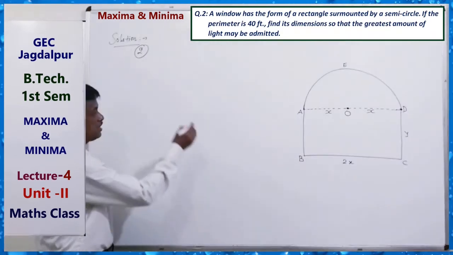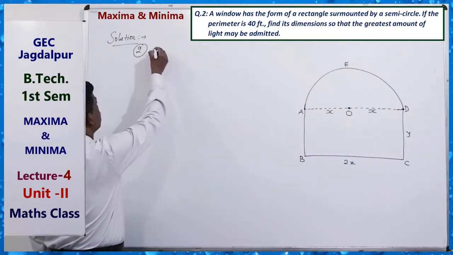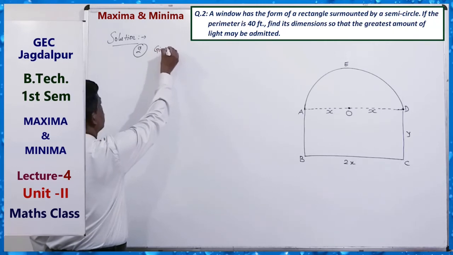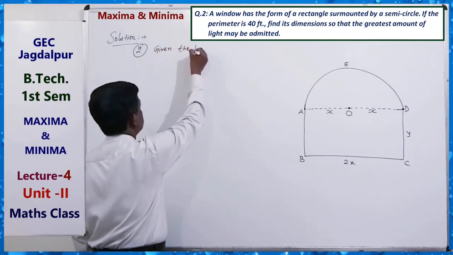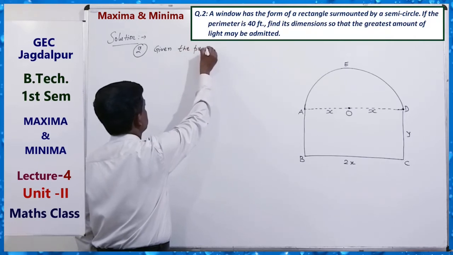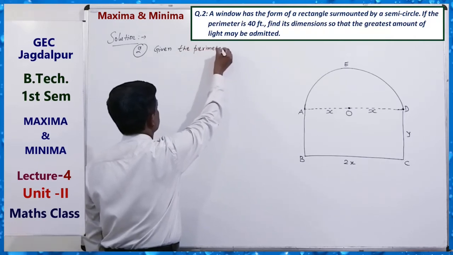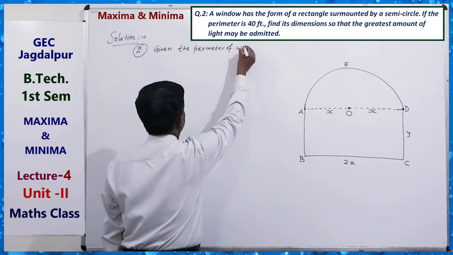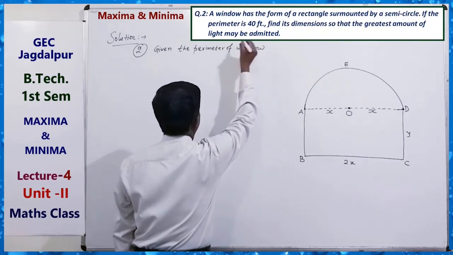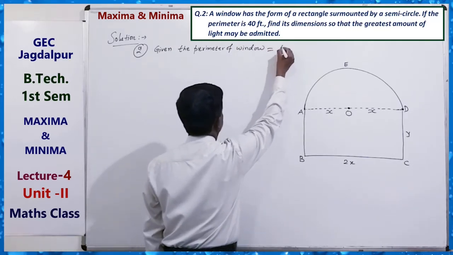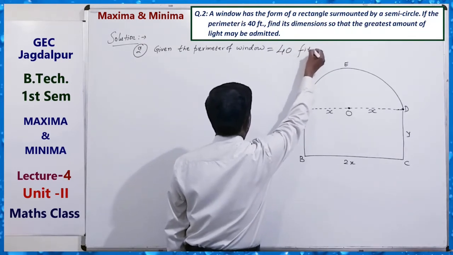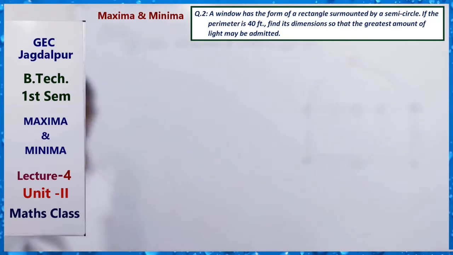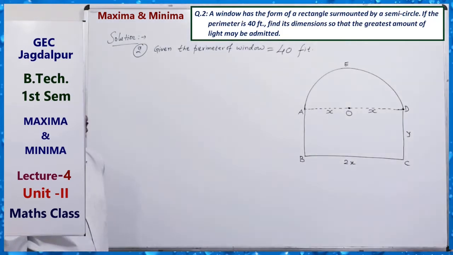So here it is given that the perimeter of the window is equal to 40 feet. 40 feet is the perimeter of the window. The window is this. Consider this window.